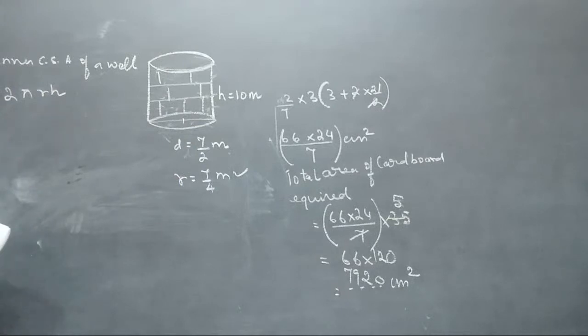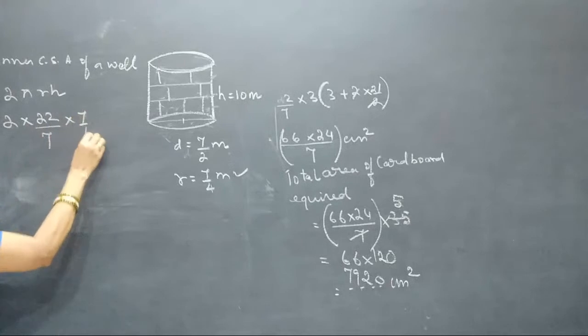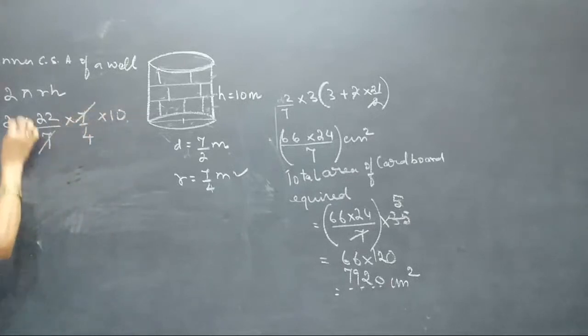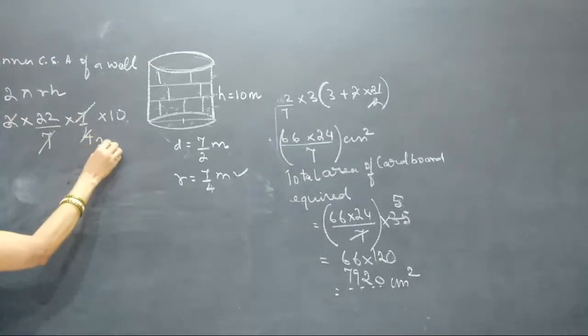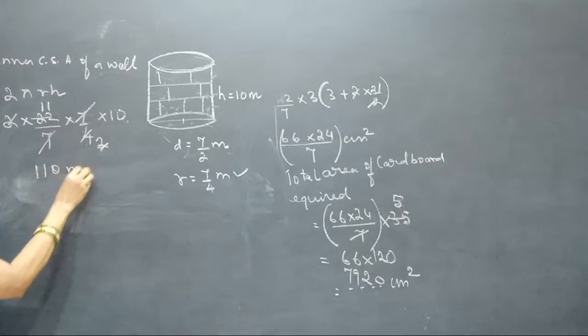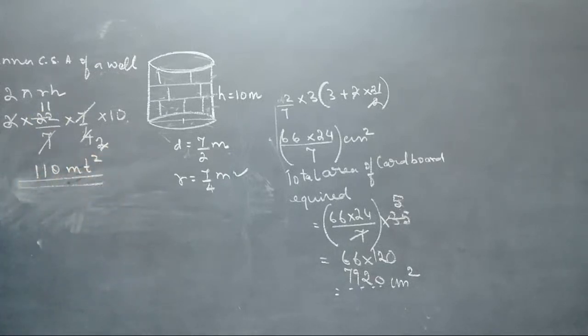Later, from the given, we have to find out the cost. Let us first calculate the inner curved surface area. What will you get? 2 into 22 upon 7 into 7 by 4 into 10. This 7 gets cancelled. 2 times 2, 11 times 10, 110 meter square. This is the first answer.